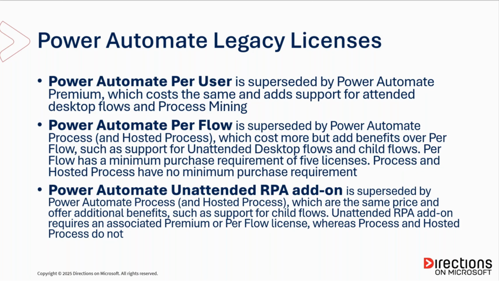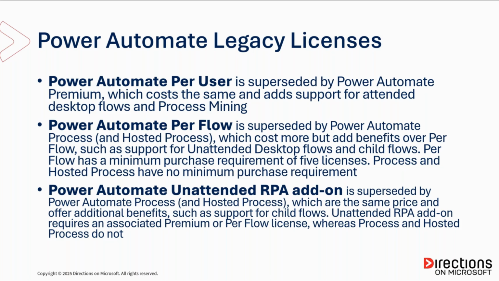So these 3 types, Power Automate per user is the old legacy option. It's superseded by Premium, which costs the same, but adds support for attended desktop flows and process mining. I didn't say a thing about process mining yet. It's a feature of Power Automate. It's a newer capability that works with data extracted from logs produced by any solution to visualize and analyze processes to help you understand, diagnose, and improve those processes. So you get the rights to that with Premium, but you wouldn't get it with the older per user legacy license. There's Power Automate per flow.